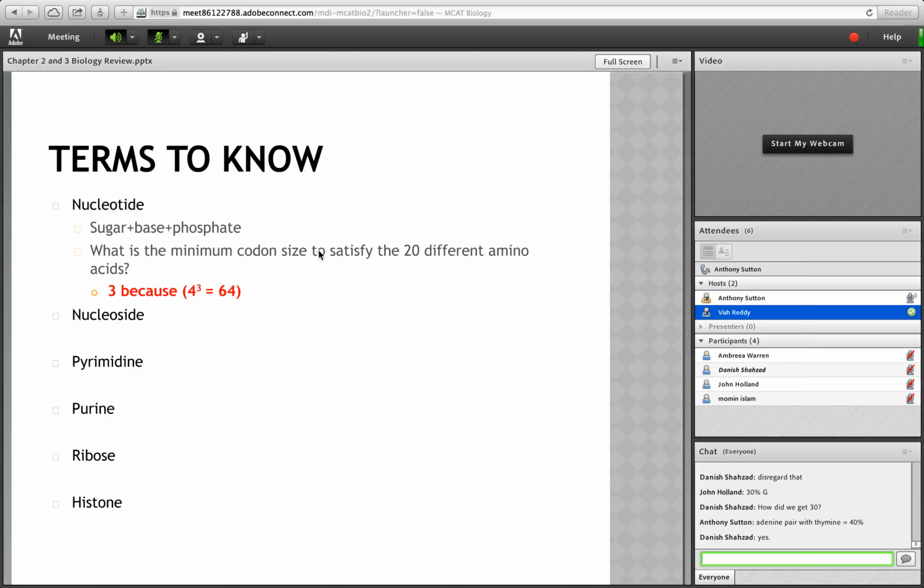Now, here are some terms we just need to know, and I'll go through these. A nucleotide is a sugar, a base, and a phosphate. What is the minimum codon size to satisfy 20 different amino acids? It's going to be 3. We know that 4 to the third, because you have 4 different nucleotides, gives you 64, but if you did 4 to the second, that would only give you 16. So we know that you have to have at least a codon size of 3 to get those different amino acids. The nucleoside is just a sugar and a base.